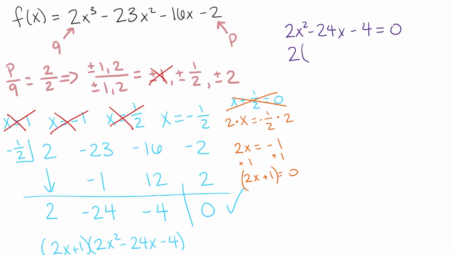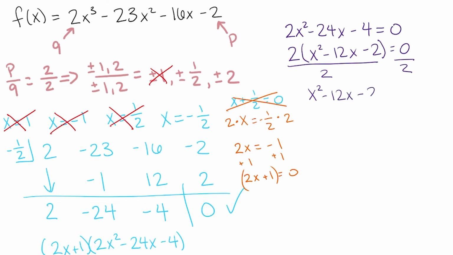So when I factor out a 2, I'm left with x squared minus 12x minus 2 equals 0. That 2 is not going to affect whether or not this polynomial equals 0. So if I want to get the polynomial by itself, for example, I can divide both sides by 2, and I just get x squared minus 12x minus 2 equals 0. So now I can see if this factors.